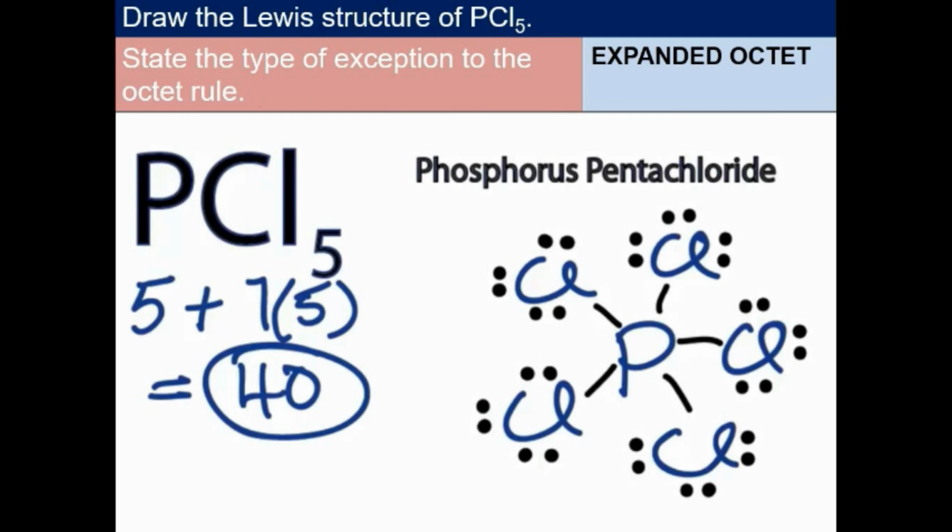So we've used all of our valence electrons, all 40. We've got the structure here. We could check our formal charges if we wanted to make sure. If we did, we'd find they were all 0. So this is the Lewis structure for PCl5, and this is Dr. B. Thanks for watching.